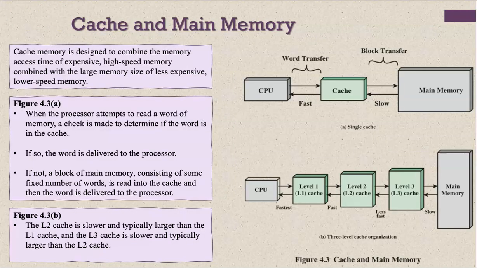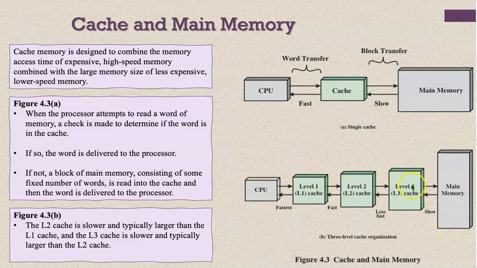Okay, moving on. Okay, so cache and main memories. So here, let's take a look at this block diagram. We have two. The first one being the single cache. We have one cache over here, one CPU, and one main memory. And then for the 3-level cache organization, we have our CPU over here, we have a level 1 cache, we have a level 2 cache, and we have a level 3 cache, and then we have the main memory.